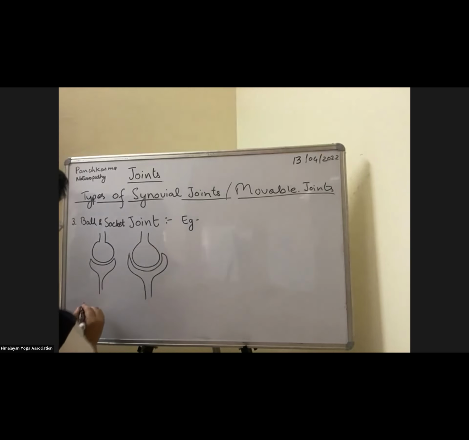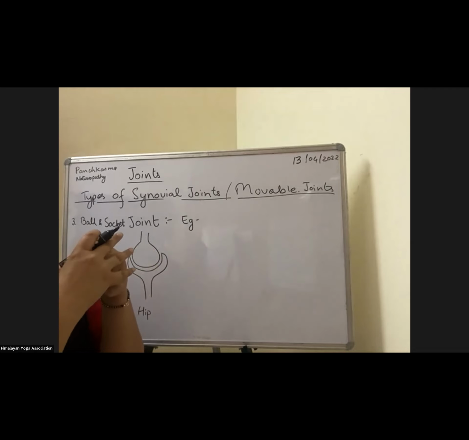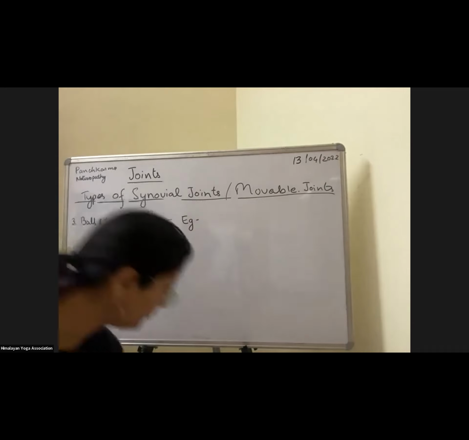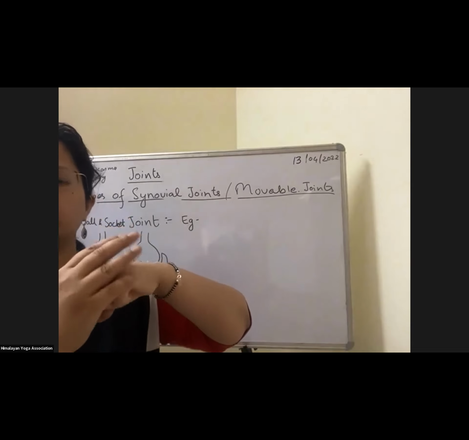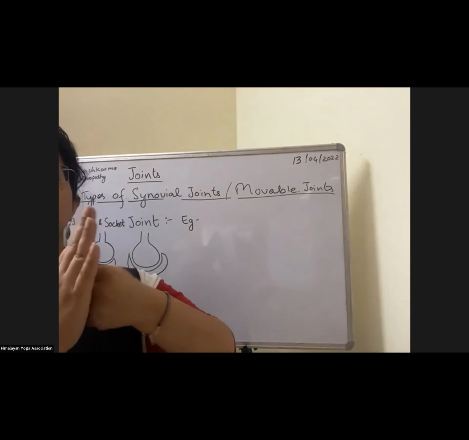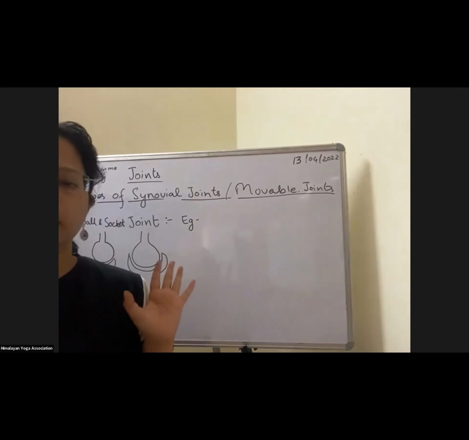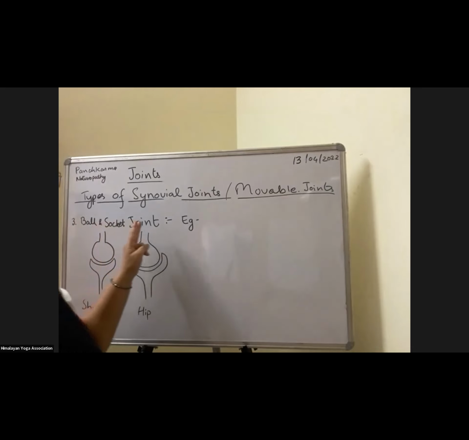Okay. Example is shoulder, and this is the hip. It's like there is a ball and there is a covering here. So in this socket, this ball fits and then it can move. It can move in a lot of directions. This and this. So many movements in ball and socket. Maximum kinds of movements can happen through this ball and socket joint.